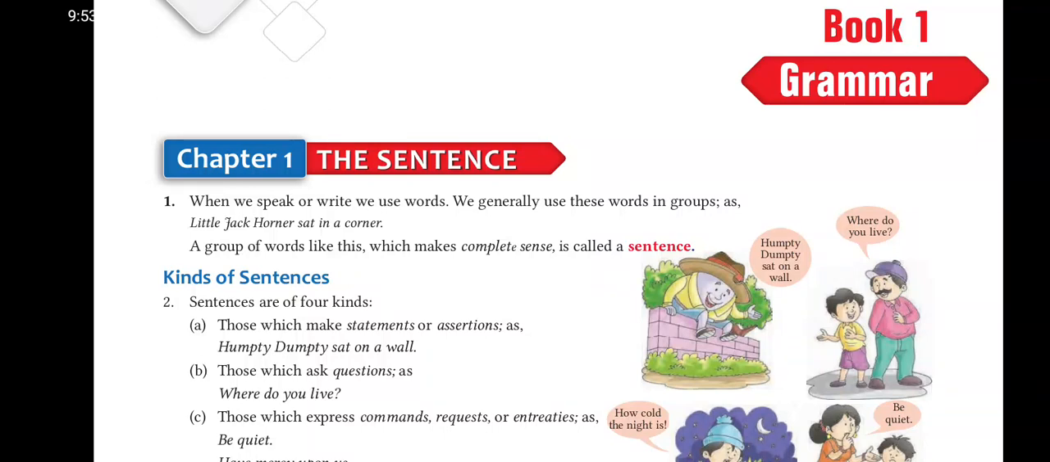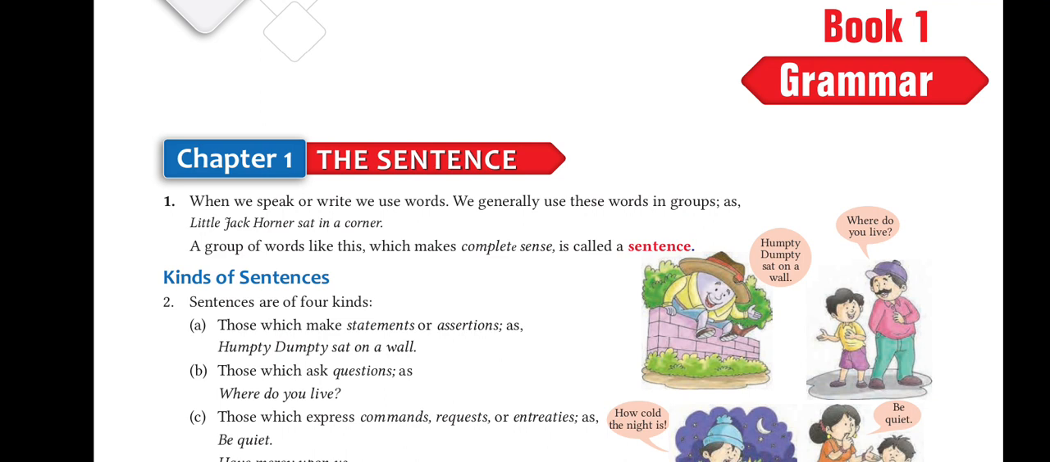Hello everyone. Today we are going to discuss English grammar, and we start with what English grammar is. In English grammar we discuss the first chapter of this book, and that is sentence. What is a sentence? What is the importance of sentence, and why do we use sentences in English grammar and every other field of English? In this lecture we discuss sentence.